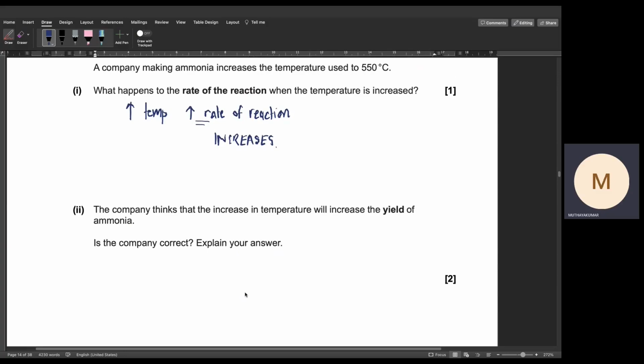Part II, the company thinks that the increase in temperature will increase the yield, i.e. how much product of ammonia. Is the company correct? Explain your answer.